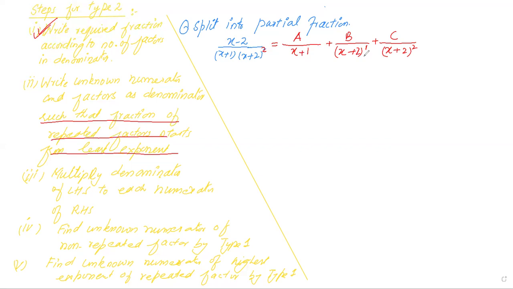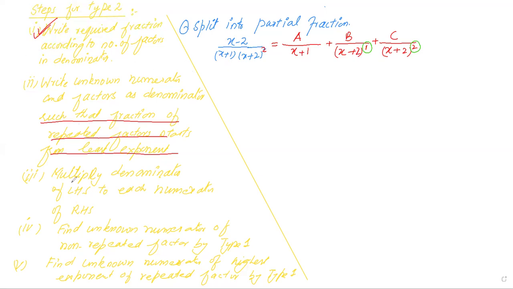So the difference is that x plus 1 is a non-repeated factor, while for the repeated factor x plus 2, you have to start from the minimum power, which is 1, and move up to the highest power, that is 2. Now, the rest of the steps are as in the previous type.